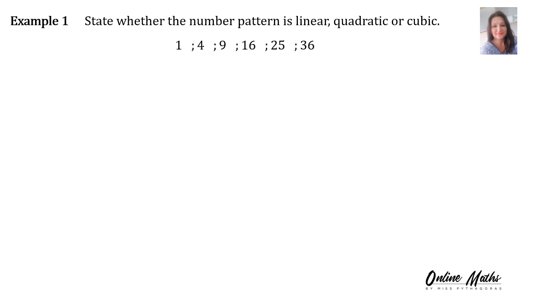Example 1. State whether the number pattern is linear, quadratic or cubic. So we start by working out the first difference, d1. The equation is always term 2 minus term 1. So 4 minus 1 is 3, 9 minus 4 is 5, 16 minus 9 is 7, 25 minus 16 is 9. Then there's a first difference, but it's not a constant.